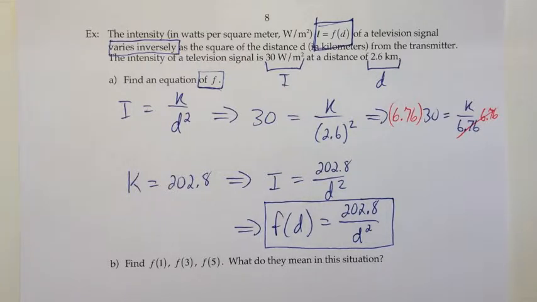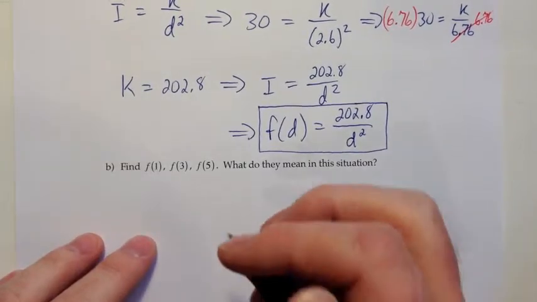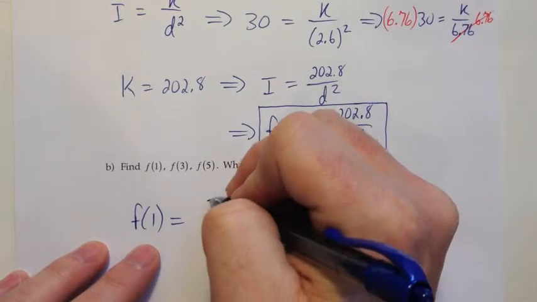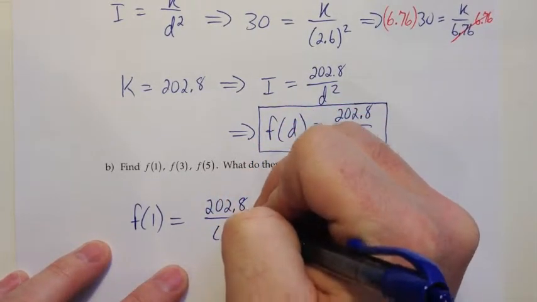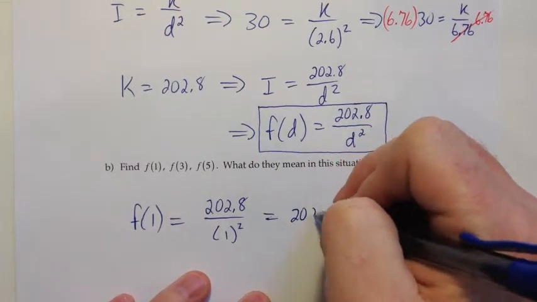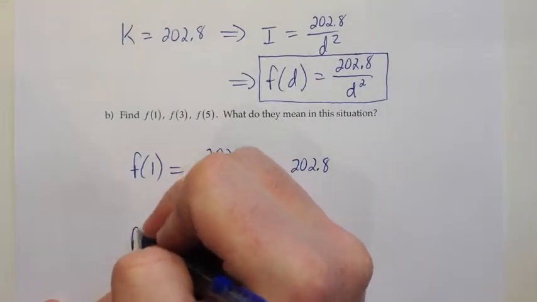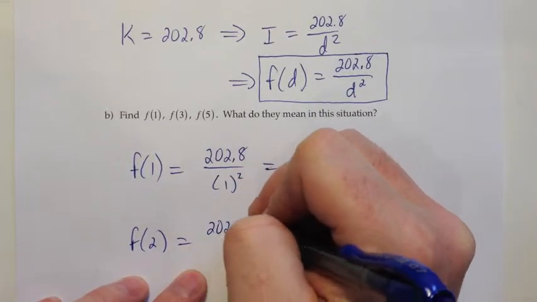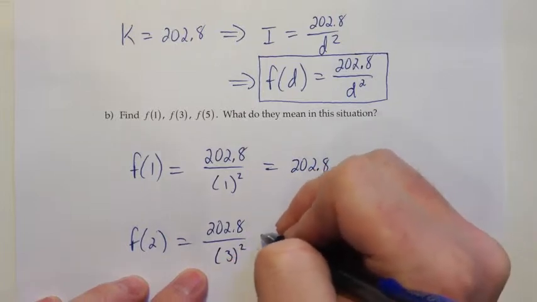Alright, now that we have the function, they ask us to evaluate it and then explain what those things mean. So evaluating we can do quickly. f of 1 would be 202.8 over 1 squared, but 1 squared is just 1, and when your denominator is 1 you don't need it, so 202.8. And then f of 2 would be 202.8 over, and then we put the 3 squared, so that'd be 202.8 over 9.